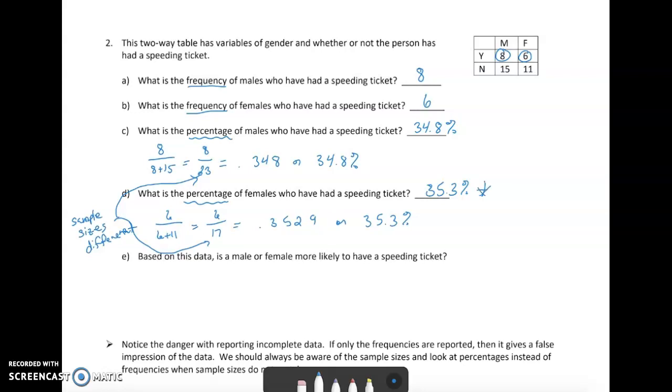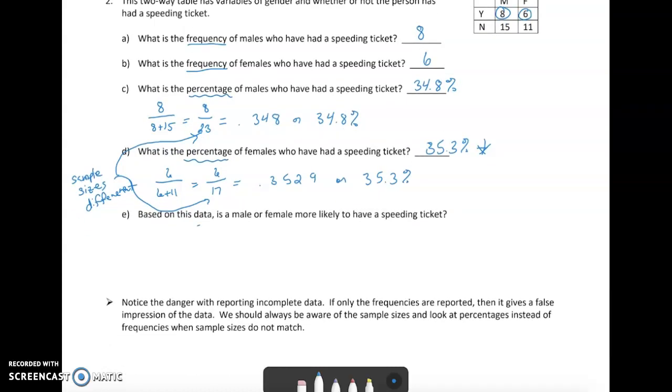So based on this data, is a male or a female more likely to have a speeding ticket? I would say females. The percentage is higher. So you do have to be very careful about that. Anytime that you're seeing frequencies, just counts being compared, make sure that the sample sizes are actually the same. That's the only time that frequency comparisons are actually accurate and valid.